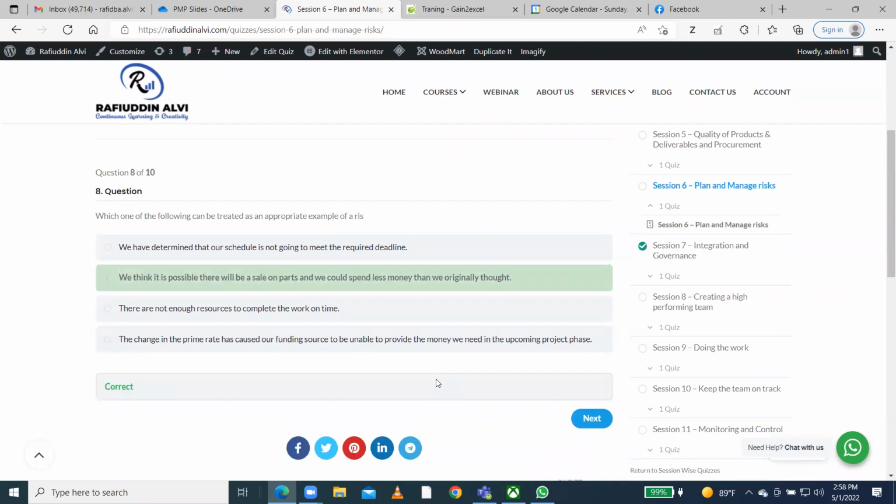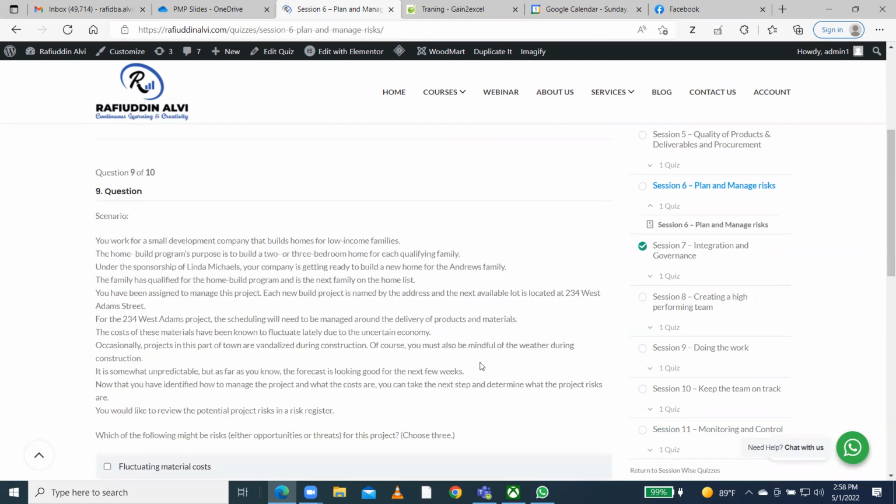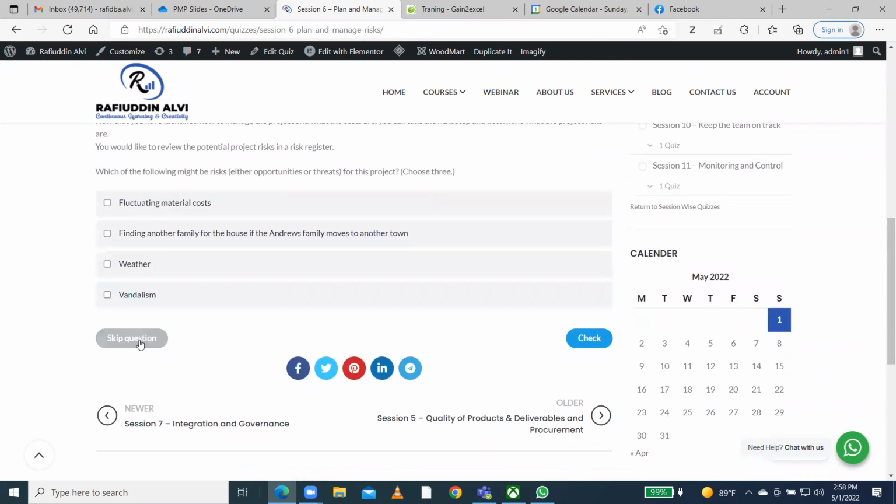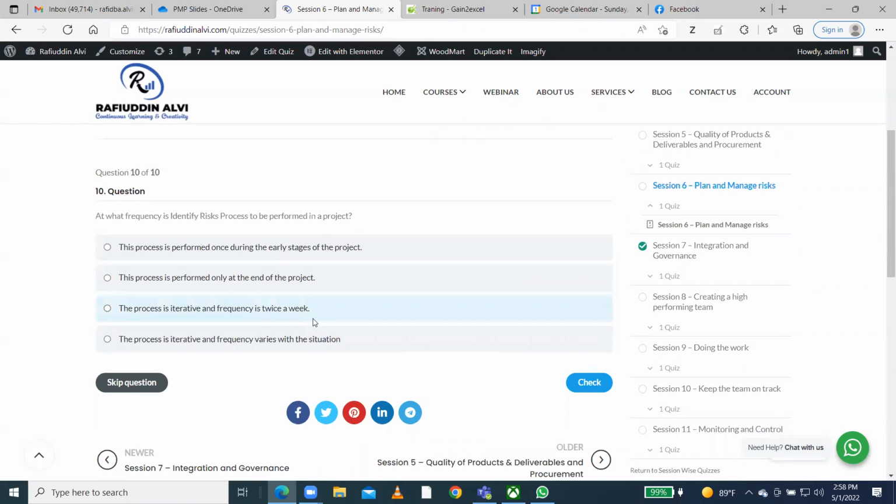Okay, good. Because something which is out of stock, something like that, can be categorized as risk, right? Or you spend more money. Okay, this we have seen already.